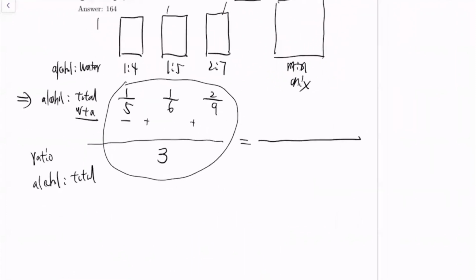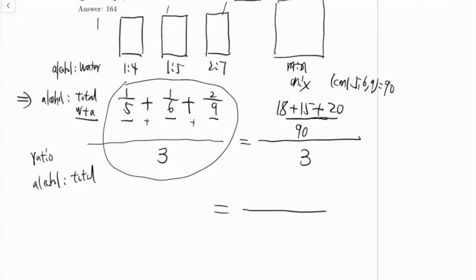We can find the common denominator to compute this addition of fractions. Obviously, the common multiple of 5, 6, 9 is 90, right? So we find the LCM of 5, 6, and 9. This is 90, right? So you add these three things together. Okay, so it's 18, which is 105, and then plus this 15, and then plus 20, and divide by 3.